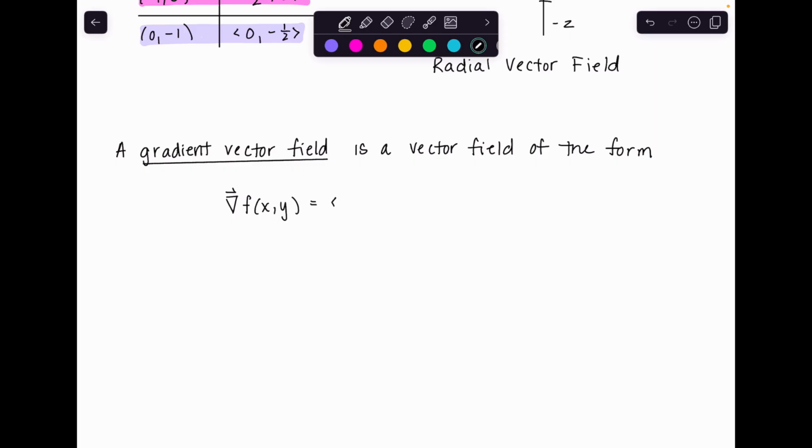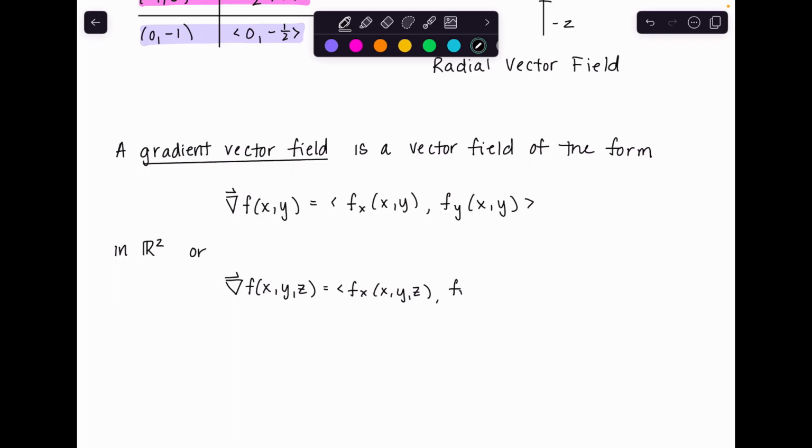So in the case of 2 dimensions, the first component will be the partial with respect to x, and the second component will be the partial with respect to y at that point. And this is specifically in R2, or if you have a function which has triple inputs, then this vector field has three components. First is the partial with respect to x at that point, partial with respect to y at that point, and then the partial with respect to z.